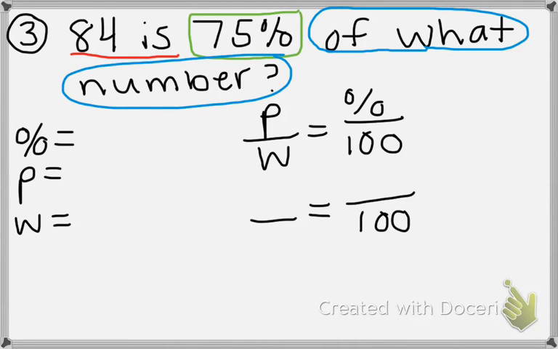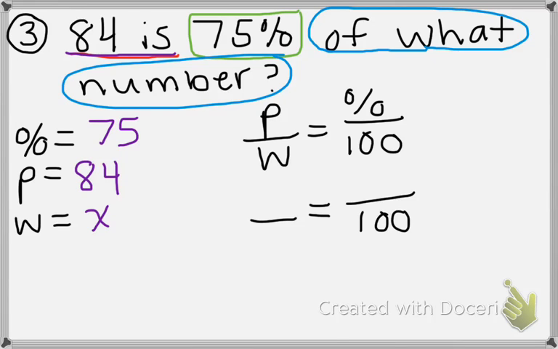Okay, so percent. In this case, our percent is 75. So it says 75%. So we're going to put 75 here. Part. Remember, "is" goes with part. 84 is. Okay, so it's 84. "Of" goes with the whole. Of what number? We don't know what number, right? So we're going to label that as X. Now we're just going to fill it into the proportion here. Part over whole equals percent over 100.